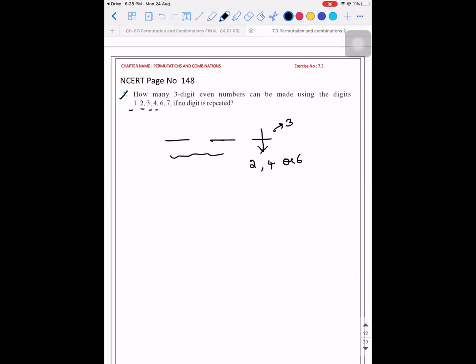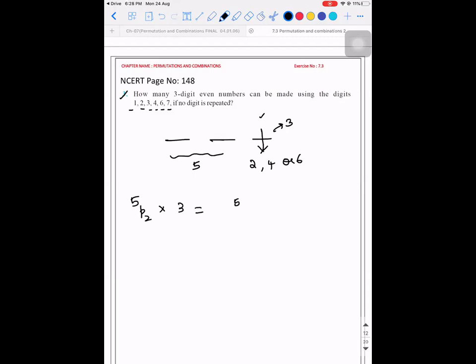1, 2, 3, 4, 5, 6. There are 6 numbers. Out of 6 numbers, any one of the numbers would have got used here. So you'll be left with 5. Correct? Then what will you write? You will write it as 5P2 into 3.